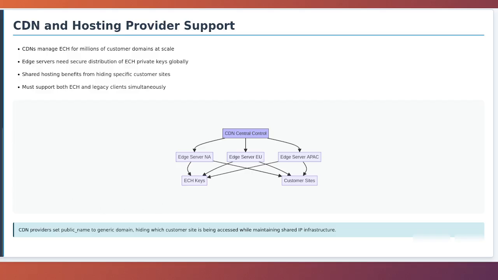CDN providers must also handle the complexity of serving both ECH-enabled and legacy clients simultaneously. This requires maintaining parallel configurations where legacy clients receive traditional TLS handshakes while modern clients use encrypted ClientHello. The edge infrastructure needs to detect ECH support in incoming connections and route them appropriately, while also managing fallback scenarios when ECH negotiation fails.